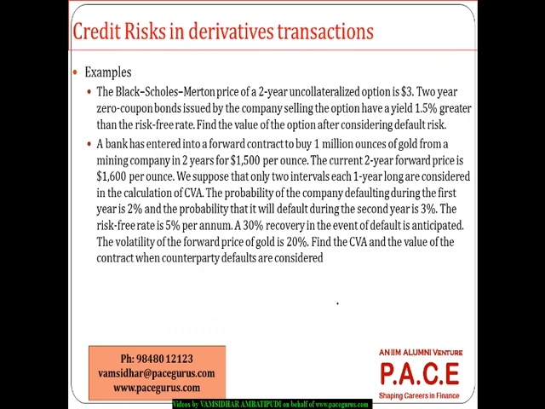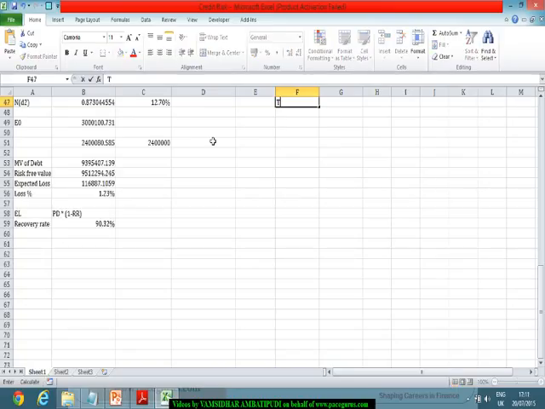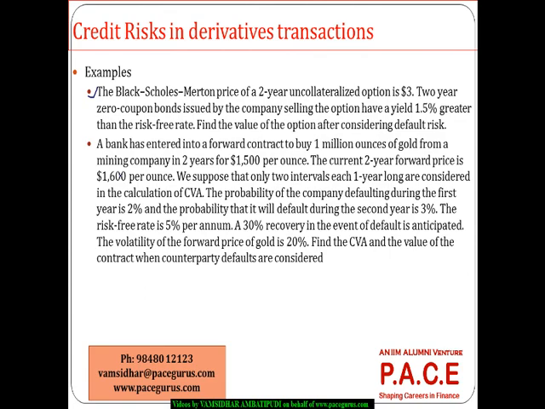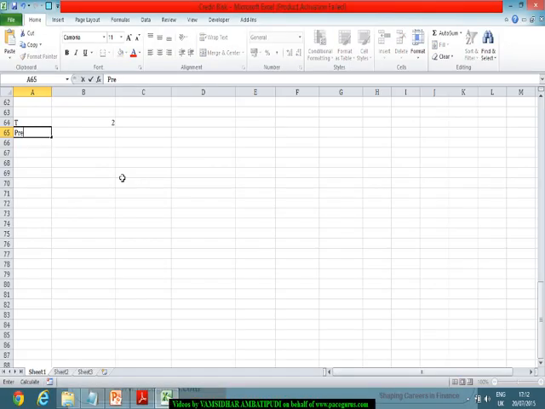Let's take one good numerical to try to understand the CVA computation process. The black shows Merton price of a 2-year uncollateralized option. Okay, first one is a simple one. If I am taking T, it's a 2-year period. The option price, the option premium, I am calling it $3.